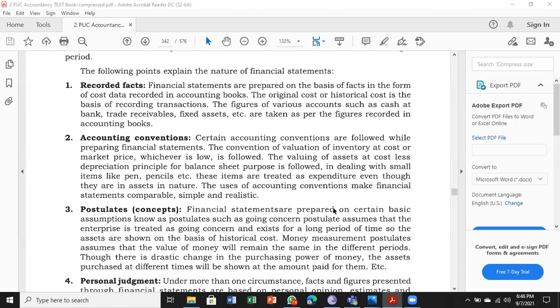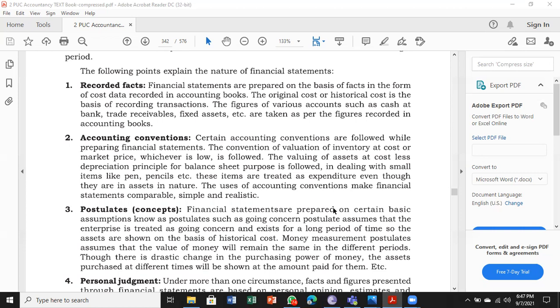Some assumptions are the basis on which the financial statements are prepared. That is also learned by you in the first PUC, or whatever 11th standard. Like valuation of closing stock has to be done at the market price or cost price, whichever is low. So like that, different assumptions are there, like which depreciation method to be followed. There are many methods, 8 to 10 methods as per income tax rules, and which method to be followed.